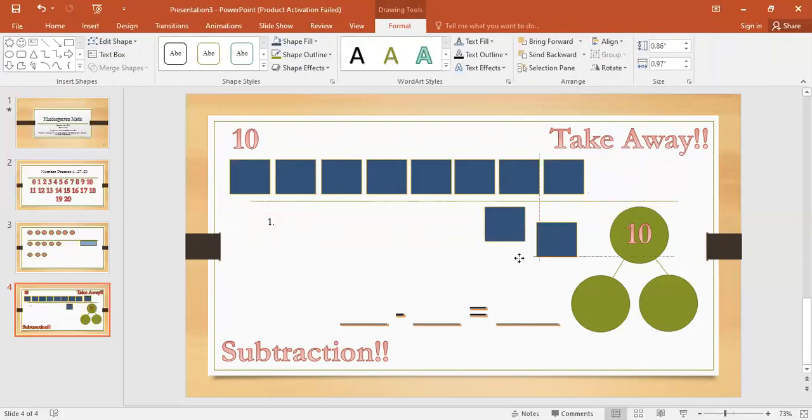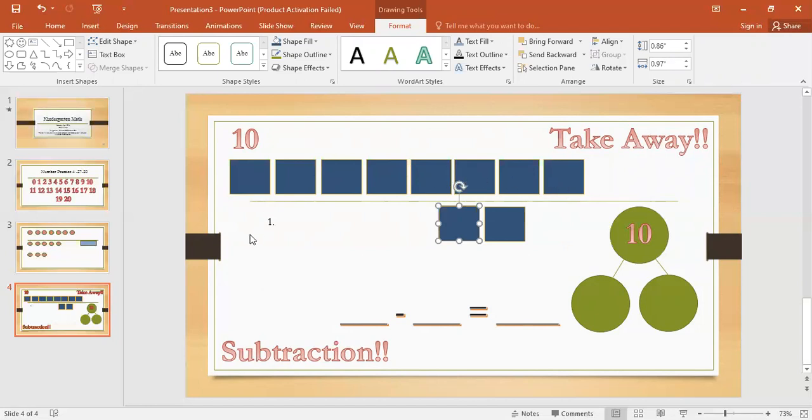1, 2. So I had 10 ice creams, but then I wanted to give 2 of those ice creams away to my friends. So now I have my 2 parts. I have this part right here and this part right here. Please tell me what we need to do next in this problem. Good, we need to figure out how many ice creams are in each part. So let's go ahead and start with part number 1, this longer one up here.